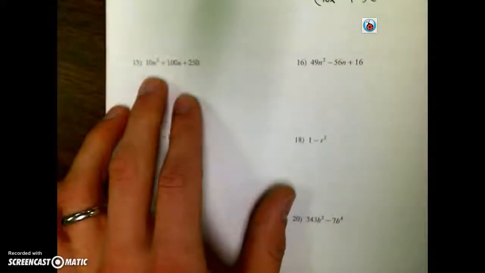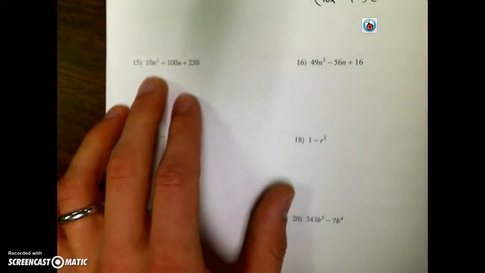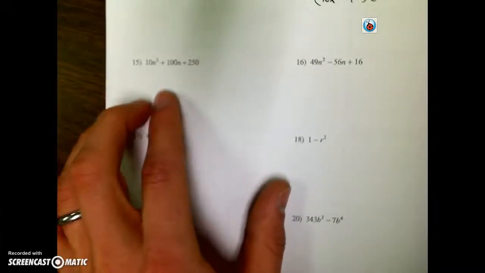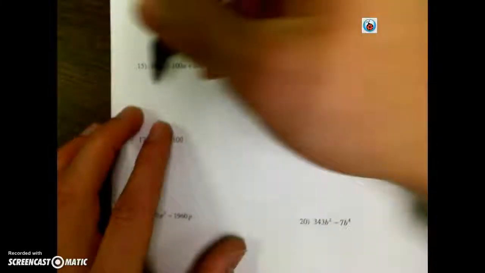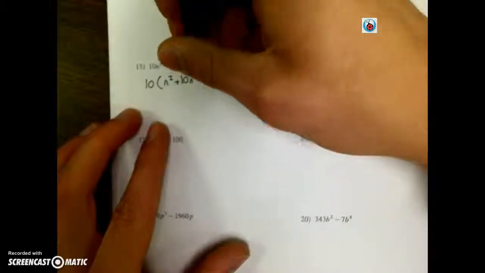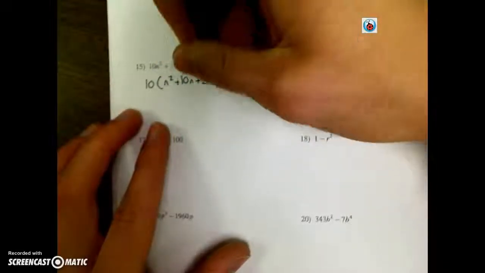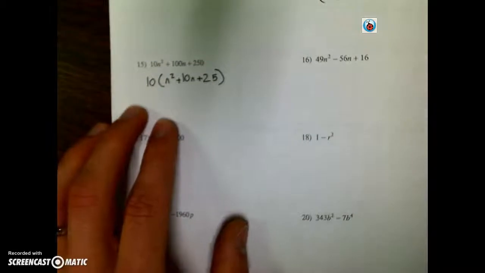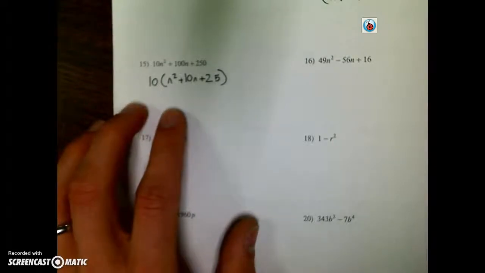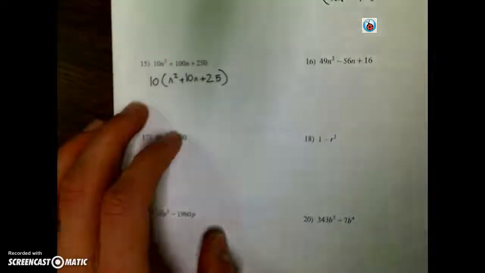Now when we look at 15, hopefully it popped right off the page to you that we do have a greatest common factor of 10. All of these numbers are divisible by 10. Once we pull out that greatest common factor, you see the numbers get a lot easier to work with. And I see that perfect square right here.